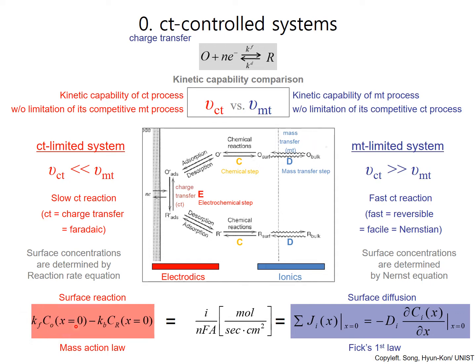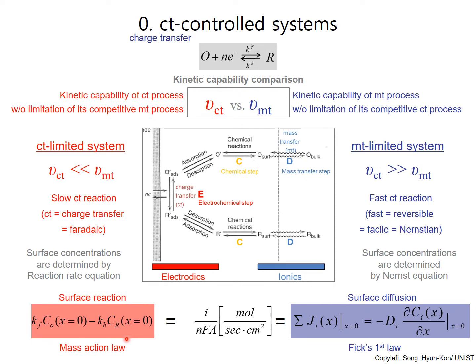On the other hand, for the backward reaction, the reduced species is the reactant. Therefore, the backward reaction rate is the backward reaction rate constant with the concentration of reduced species at the surface. It is a big difference, you know. Current is the mole flux versus current is the reaction rate. There is a big difference between the charge transfer limited system and the mass transfer limited system.